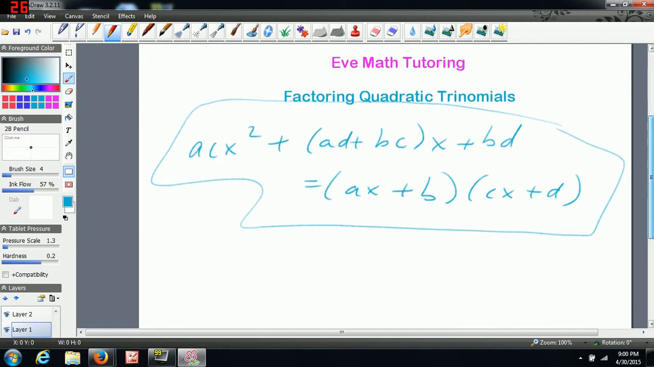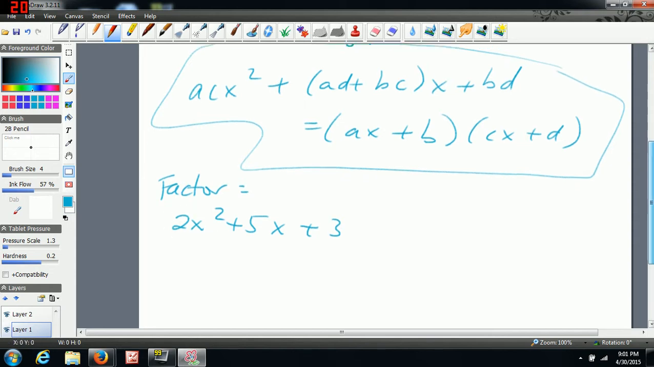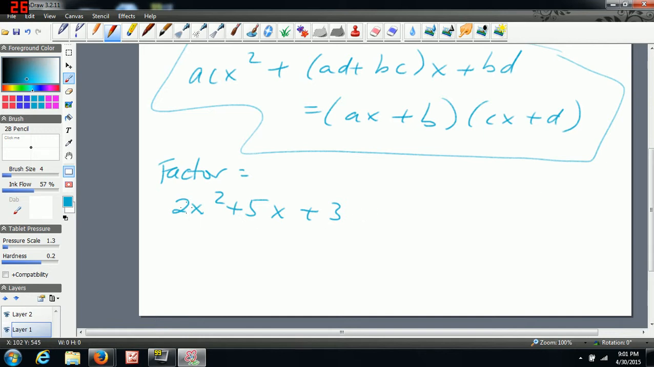Okay, so in a previous video I had done the following example: 2x squared plus 5x plus 3. So the question was to factor this. Now we had done a video on factoring regular trinomials, but what happens when you have a number in front of your x squared and you can't actually factor anything common out of these three terms, okay?